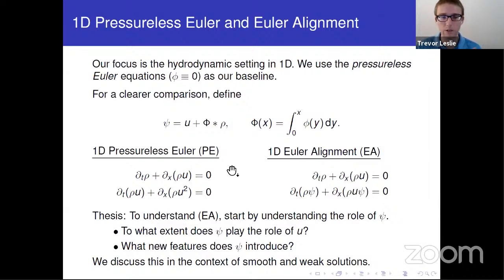With all this in mind, I think it's reasonable to surmise that a sensible first step to try to understand the 1D Euler alignment system is to try to understand the role of psi. Basically, we want to know to what extent it plays the role of u, and to what extent it facilitates outcomes beyond what the pressureless Euler system can produce.